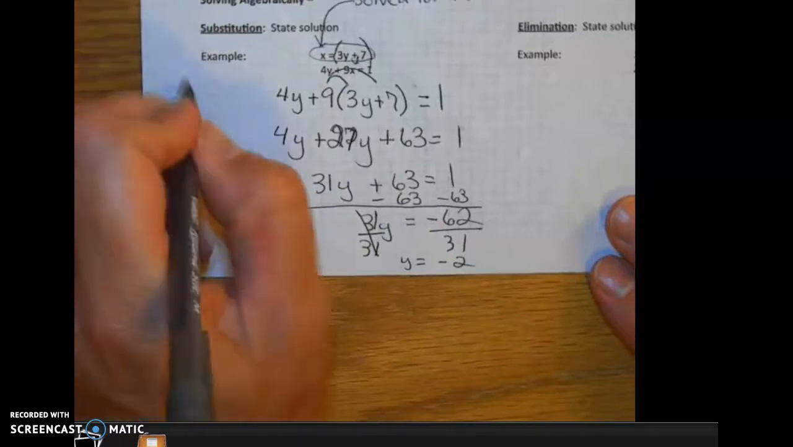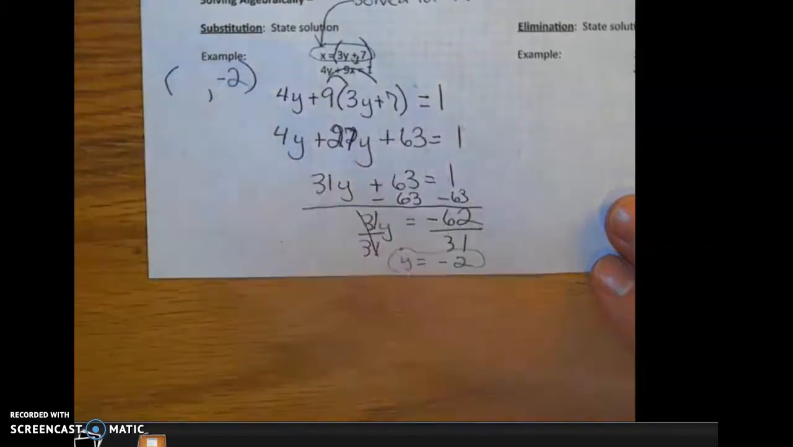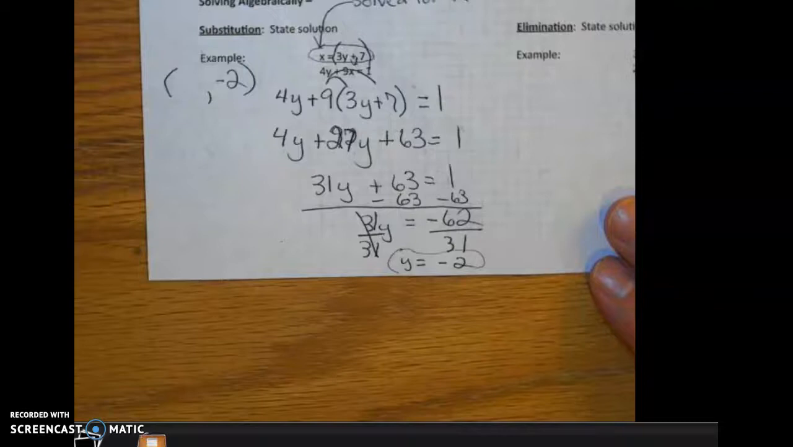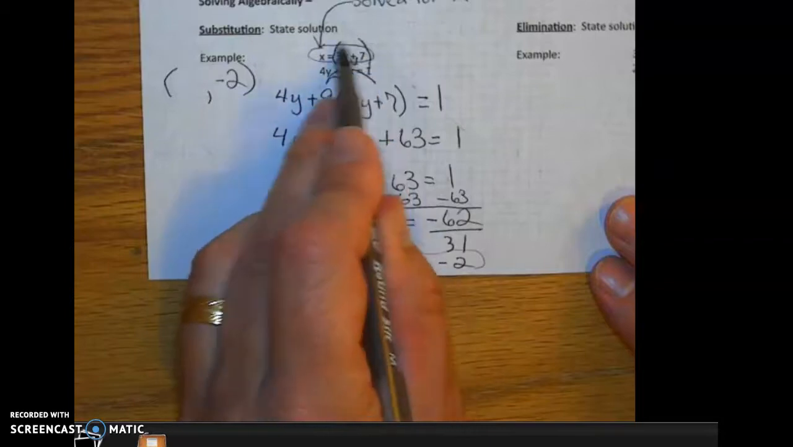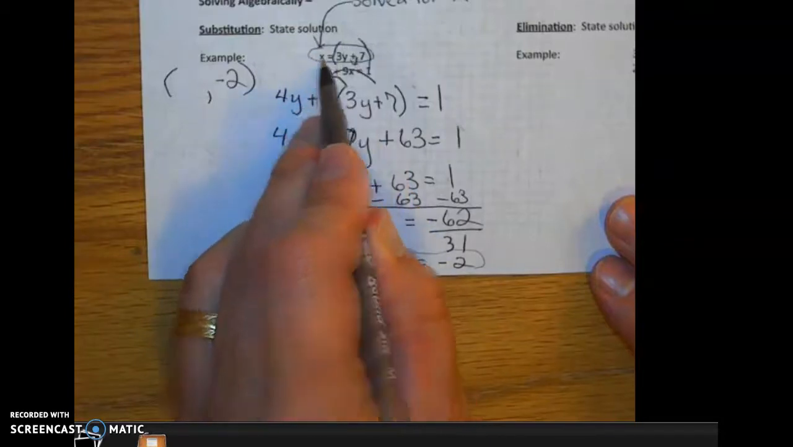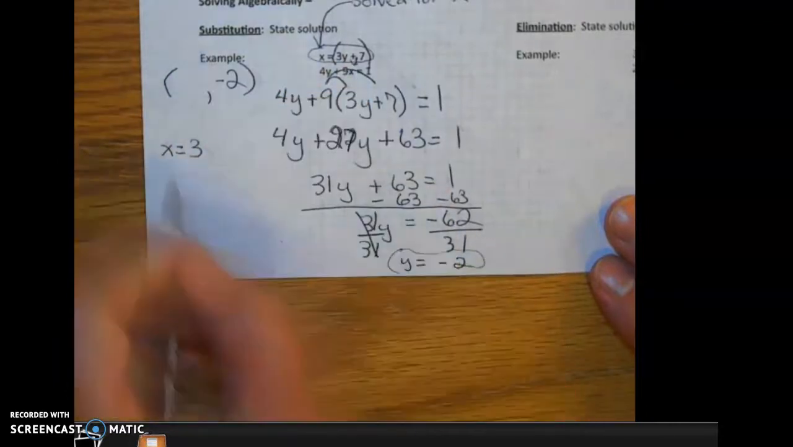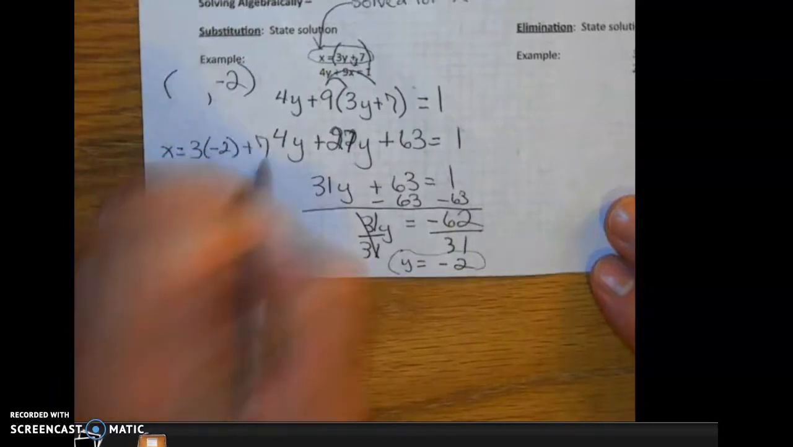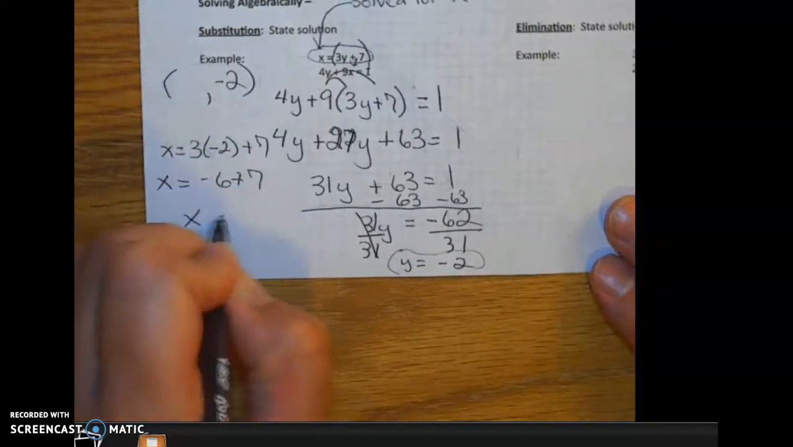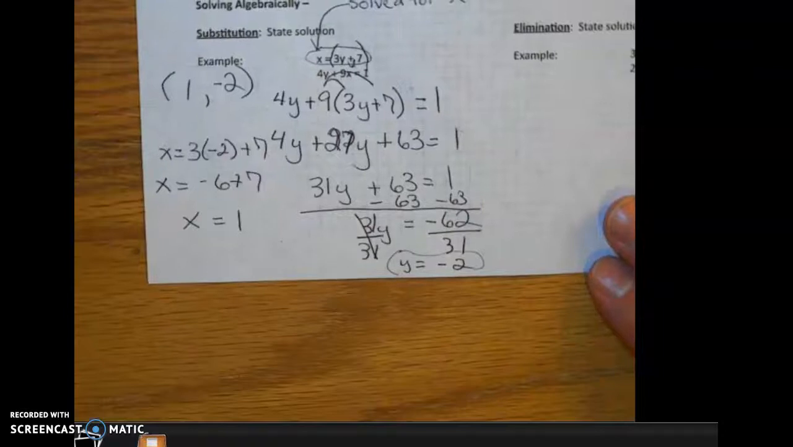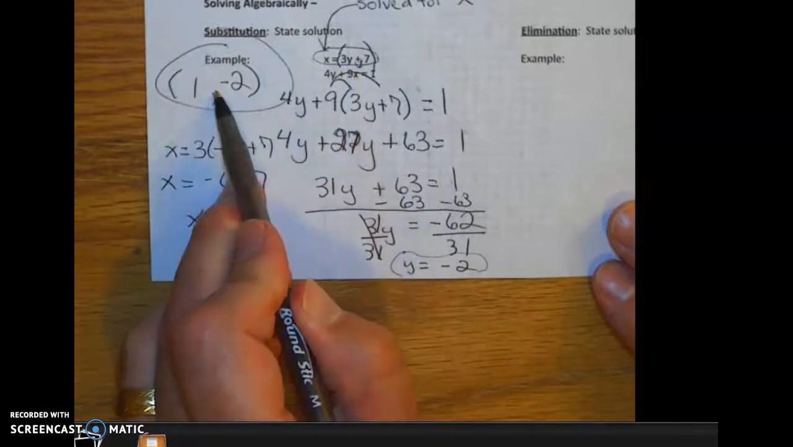So we're on our way. We know our solution has a y coordinate of -2. Now we need the x coordinate. So we're going to take this answer and plug it back into this equation here, because this would be the simplest one. So we have x equals 3, and we replace y with -2, plus 7. So x equals -6 plus 7, x equals 1. And there's our solution. That's where these two lines intersect.